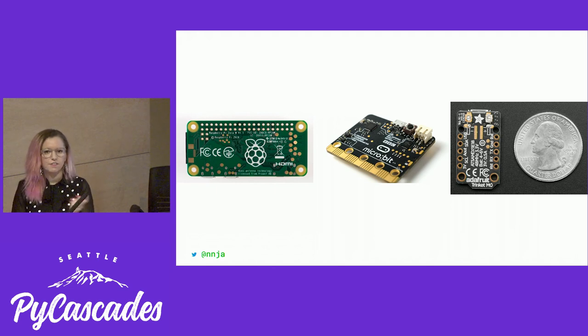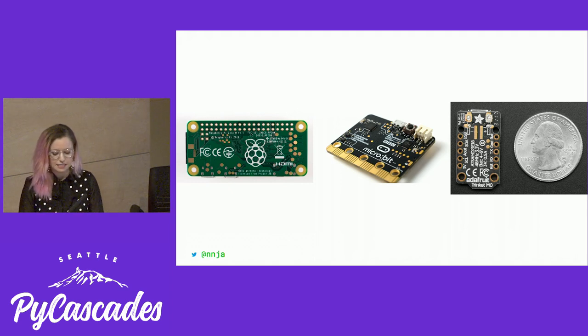This is the range of devices, or some of the devices that run Python. In the middle is the BBC MicroBit. It's a computing device aimed at learning, and it was given free to every child around the age of 11 across the UK in 2016. Adafruit has a lot of devices in the M0 and M4 lines. And there are many more that I'm not going to be covering today.